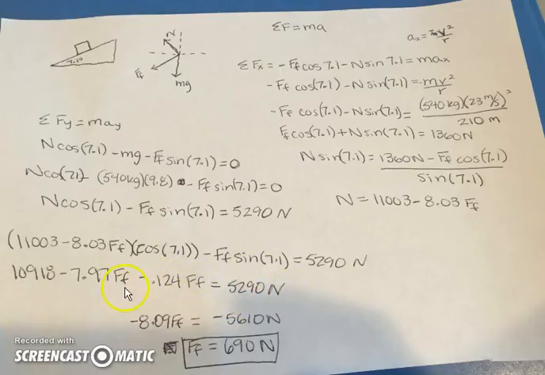And then you're left with this, so when you subtract 10,918 from both sides, you're given negative 5,610 newtons, and then once you add these two negatives, you're given negative 8.09, and then once you divide by that, you're given your friction force, or the force that is needed, and that will be in newtons, and it will be positive because negative divided by negative is a positive, and so our friction force is 690 newtons.